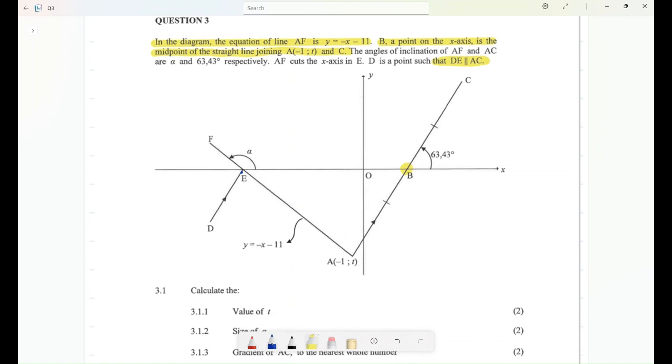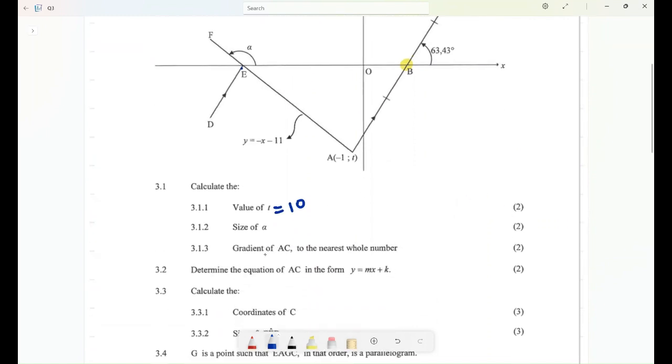Calculate the value of t. Now I check where t is located here. But t is a point on this line, and I know the equation of that line, so if I know the x, I can find the y. I can say t is equal to negative into -1 minus 11. Therefore, t is equal to 10. Okay, that is your answer. t is equal to 10. Very straightforward, 2 marks.